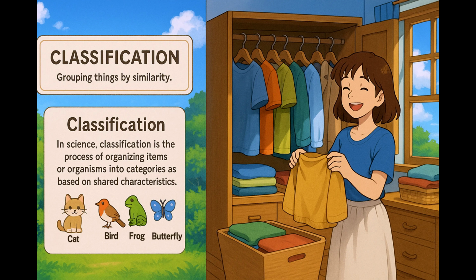In both cases, the goal is to create order out of chaos by categorizing items into distinct groups, making it easier to find what you need, whether it's your favorite sweater or the right species for a research study.